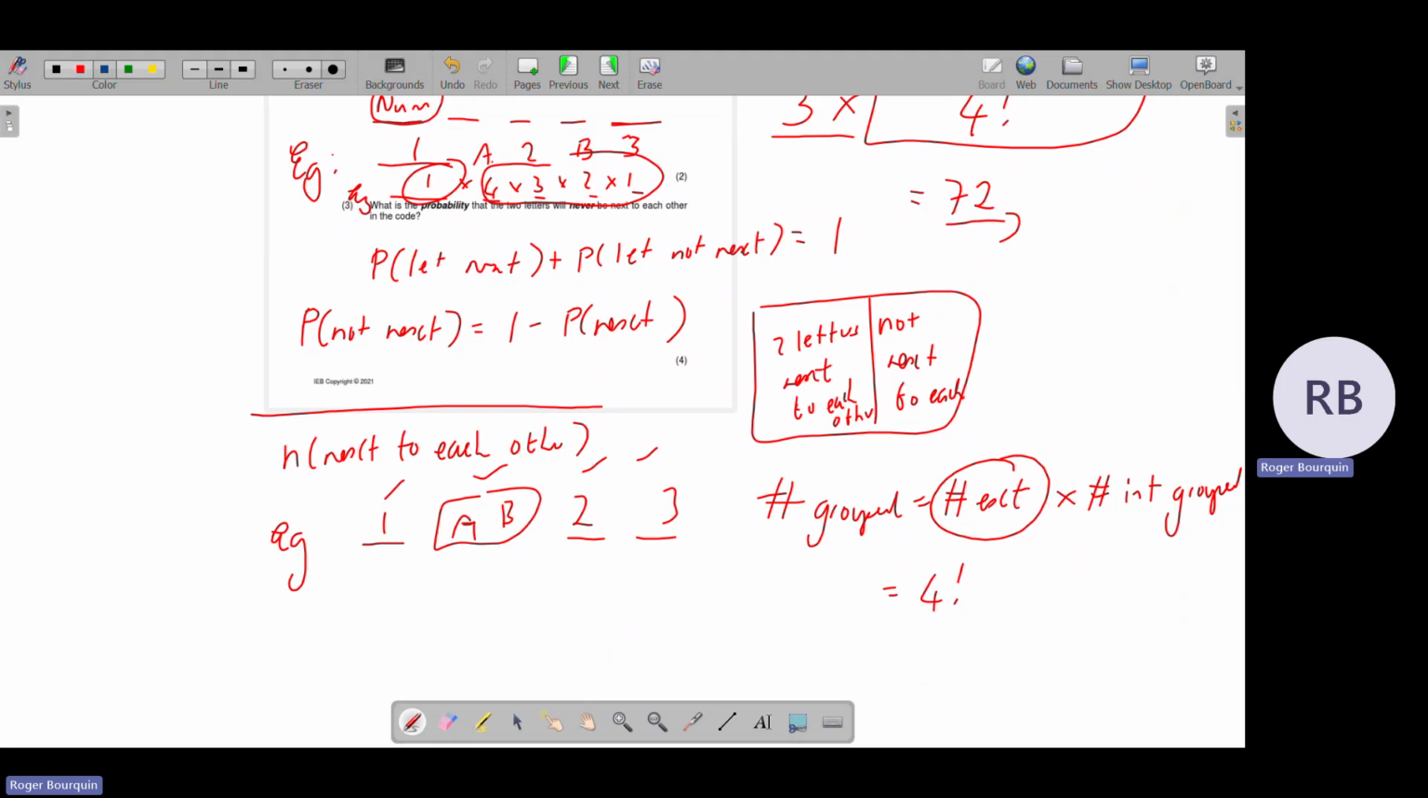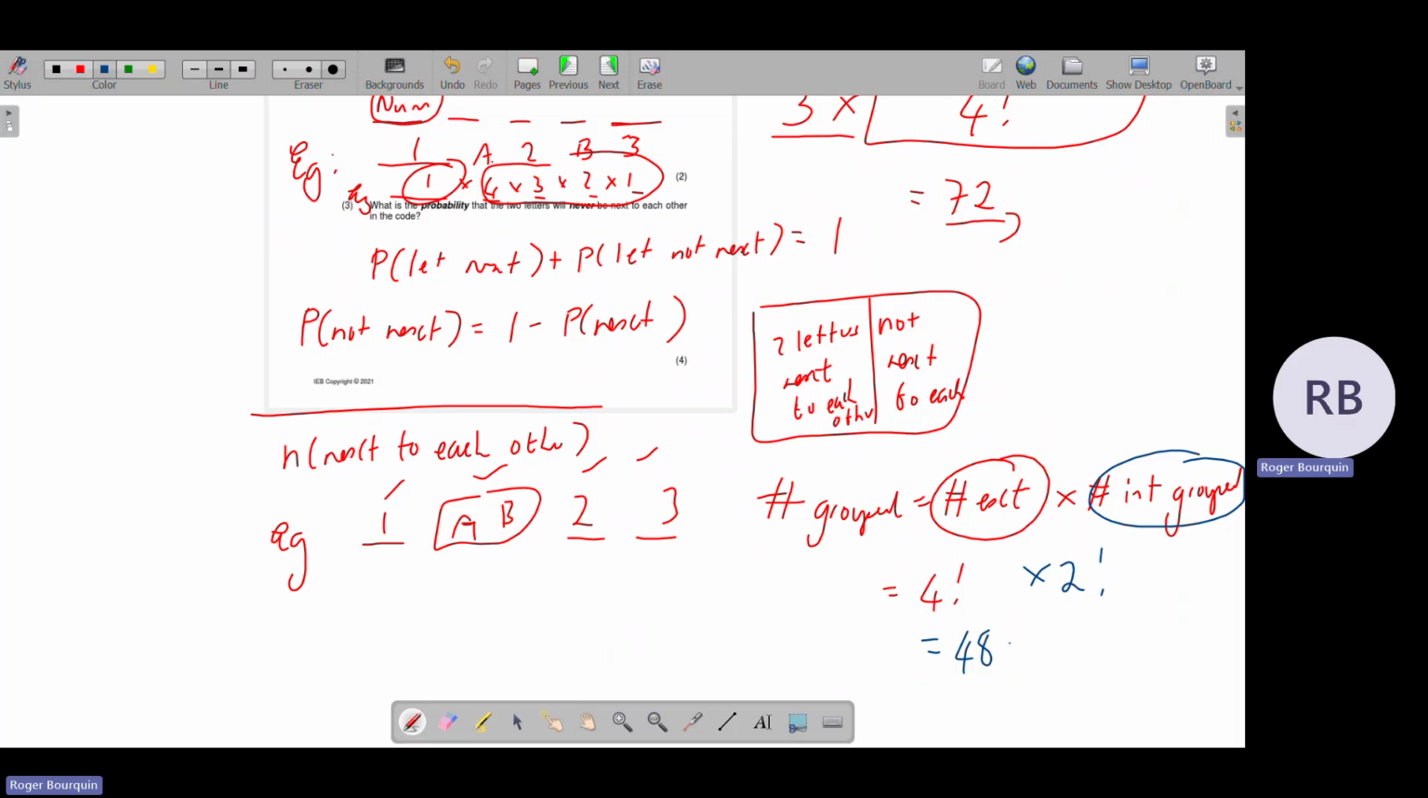The number of internal arrangements of the things that are grouped, well, how many things are grouped? 2. So it's 2 ways or 2 factorial. What do you get for that? 48. So there are 48 different ways they could be grouped together. If they said to me, what's the number of ways they're not going to be next to each other? You could go, well, the total number of arrangements was 5 factorial, right? So you could go 5 factorial minus 48, and that'll give you the number of ways that they could be not next to each other.